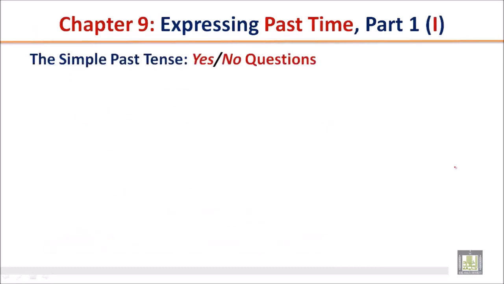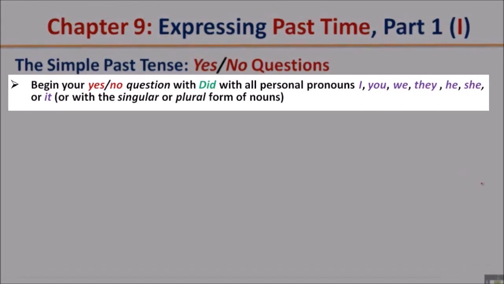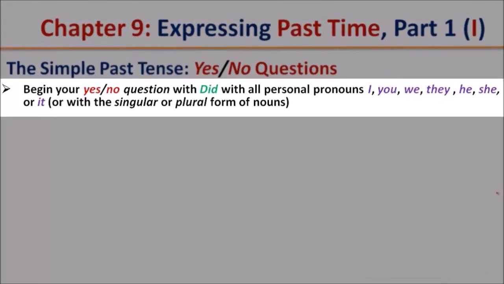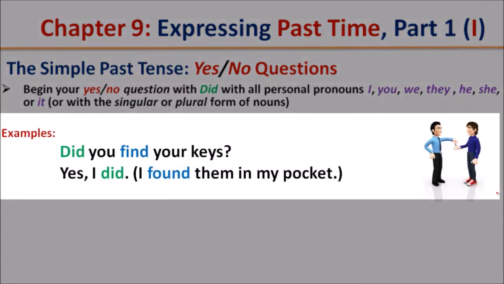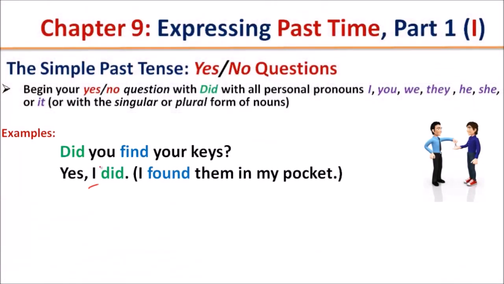The simple past tense yes or no questions. Begin your yes or no question with did with all personal pronouns, I, you, we, they, he, she, or it, or with the singular or plural form of nouns. Did you find your keys? Yes, I did. I found them in my pocket. I is the personal pronoun, and we're using did with it.